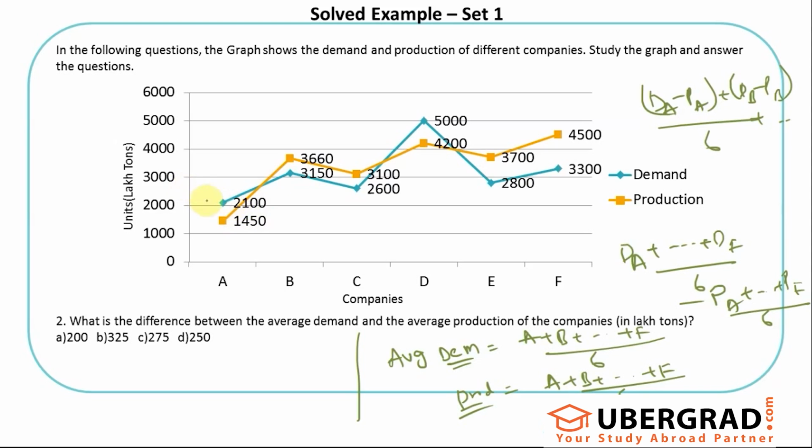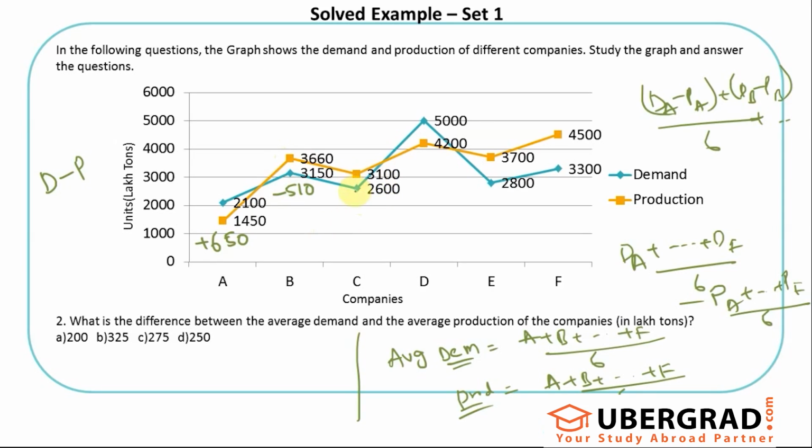So the way I'm doing it is this: I am always taking demand minus production, that is blue minus orange. 2100 minus 1450 is plus 650. For B, 3660, see here the orange is on top, so the demand minus production is 3150 minus 3660, so it should be minus 510.